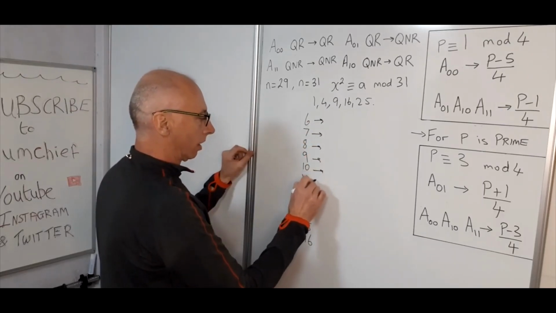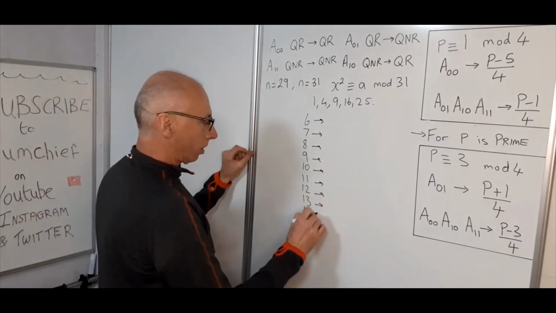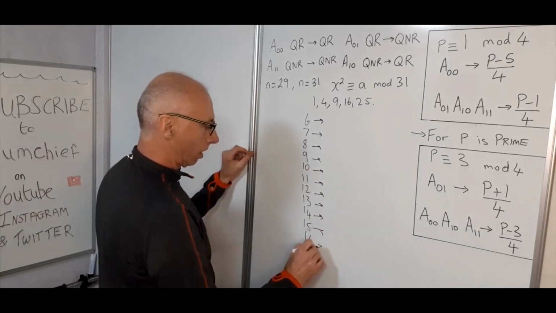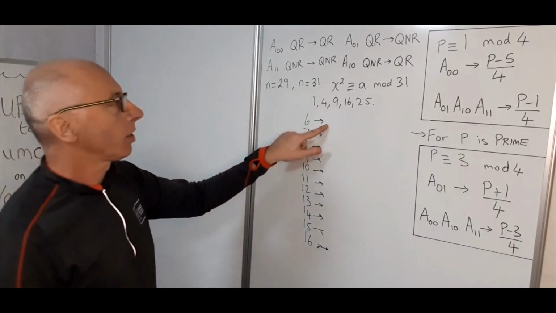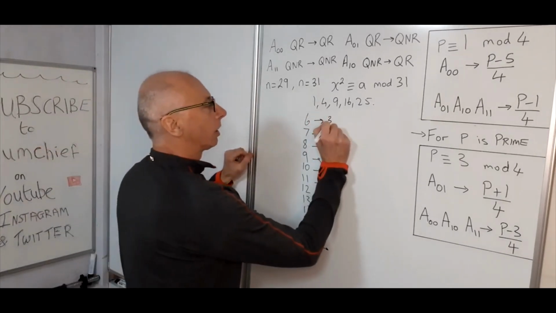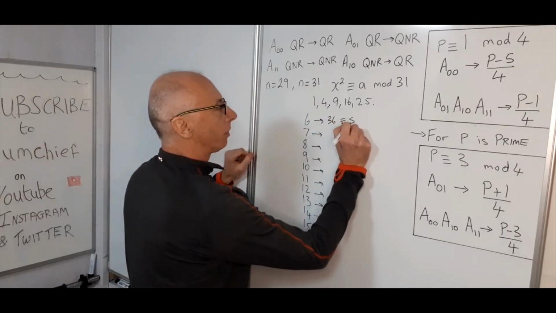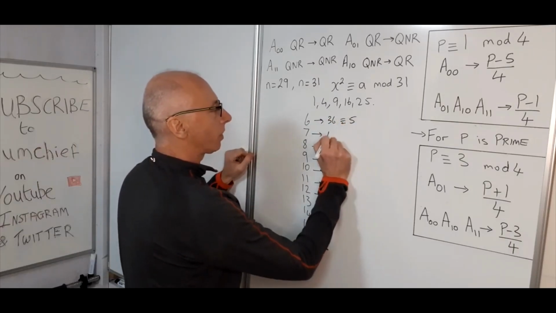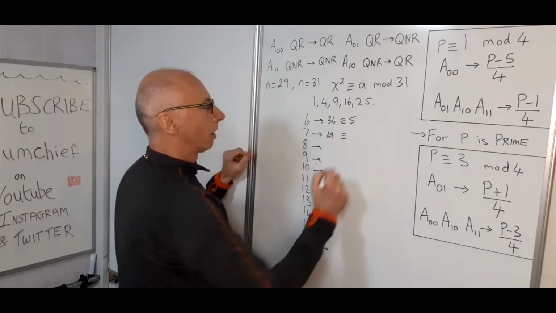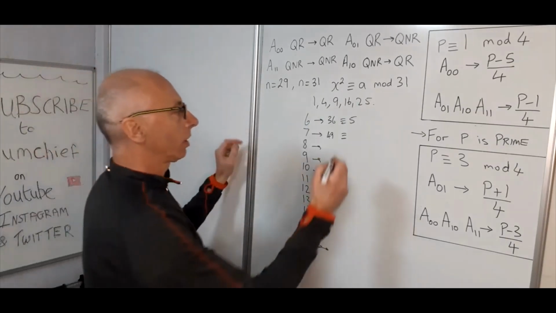Okay, so 6 squared is 36. 36 mod 31 gives us 5. 7 squared is 49. 49 mod 31 gives us 18.